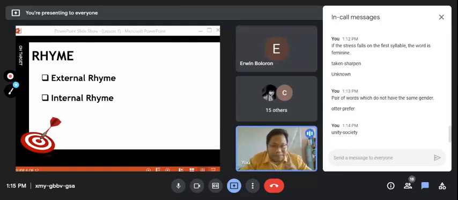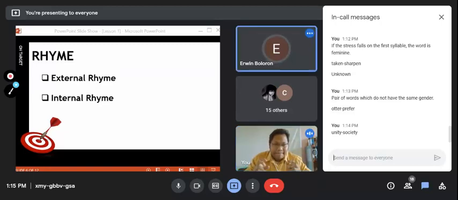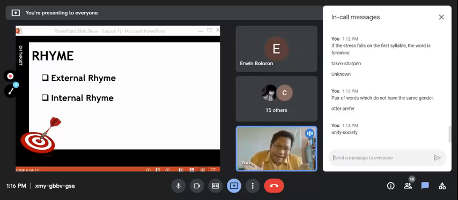Correct. Unity is feminine. Society is masculine. So what's the gender of these two words combined or put together? Words that do not have the same gender. Masculine is the one, the other is feminine, correct. If one is masculine and the other is feminine, automatically the gender is unknown. You don't call it neuter.